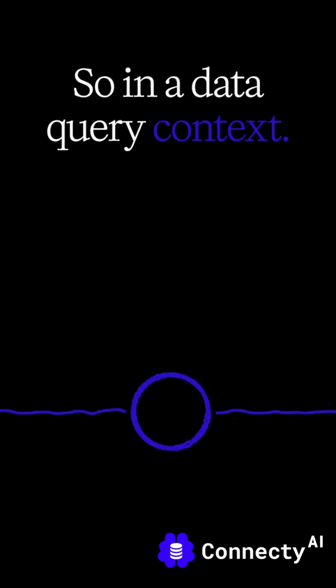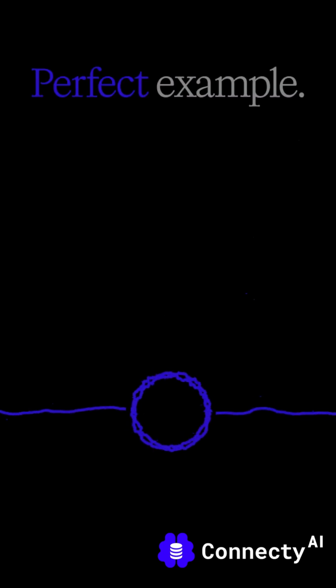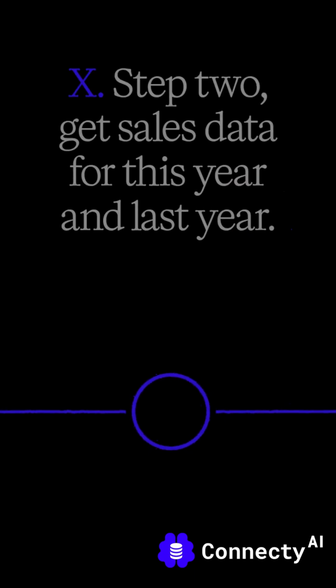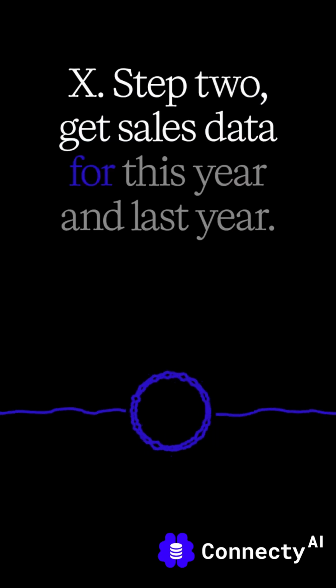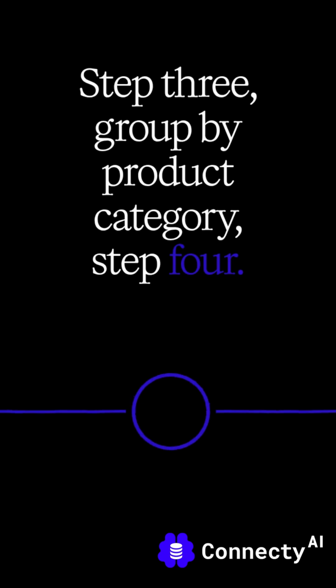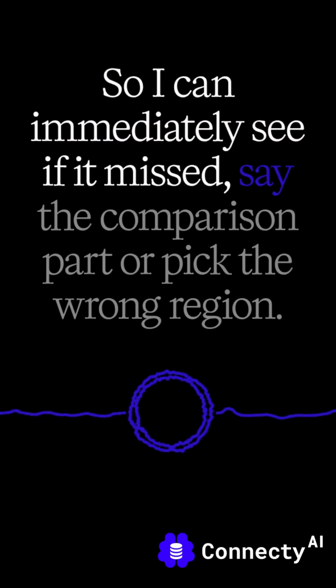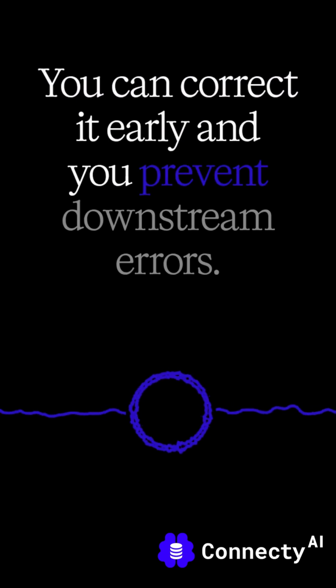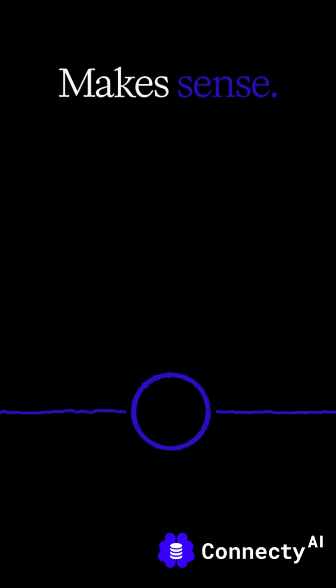So in a data query context, like if I ask for sales in a region compared to last year broken down by product. Perfect example. The AI would first show you, okay, step 1, filter for region X. Step 2, get sales data for this year and last year. Step 3, group by product category. Step 4, perform the comparison. It lists it out. Got it. So I can immediately see if it missed, say, the comparison part or picked the wrong region. Precisely. You verify its interpretation up front, you can correct it early, and you prevent downstream errors. Super important. Makes sense. What's pillar 2?